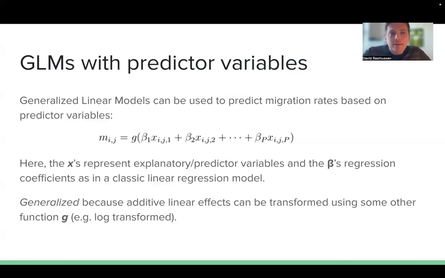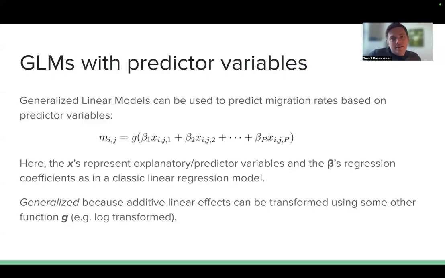And what makes this a generalized linear model instead of just a linear model is we can apply some nonlinear transformation, the G, wrapping up the additive linear part of this function here. So why this is useful is, say you have some trait or some explanatory variable like the distance between two locations that you think might explain the migration rate of a pathogen moving between those two different locations well. But maybe it's not a linear relationship.